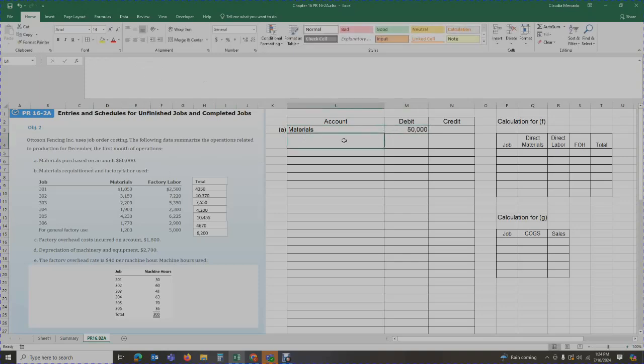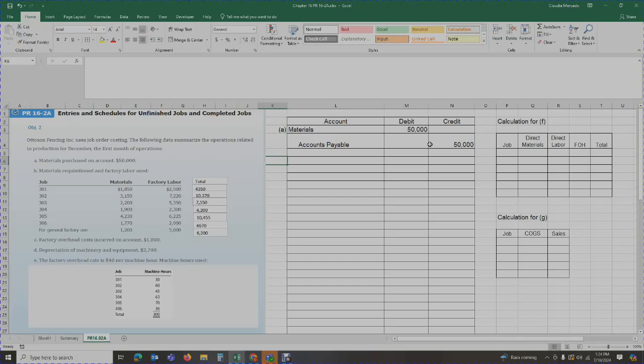And how did I pay for these materials? Well, it says on account. Anytime you see the word on account, we are doing accounts payable. It's a liability. We should be familiar with all of these concepts from your Principles of Financial Accounting course. So that is the first entry that we have, letter A. Materials purchased on account, $50,000. So we've got that in the books.